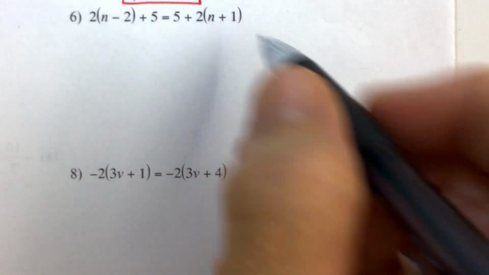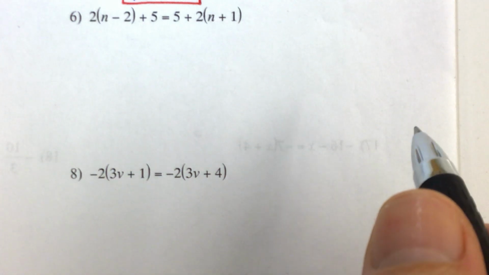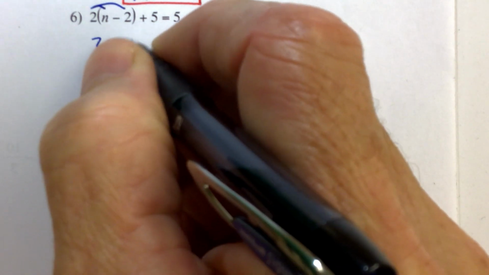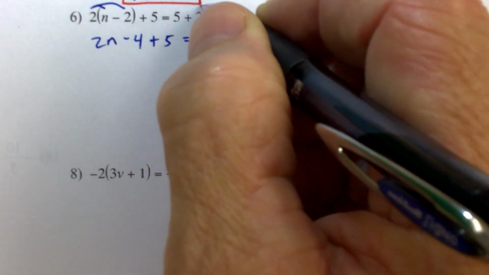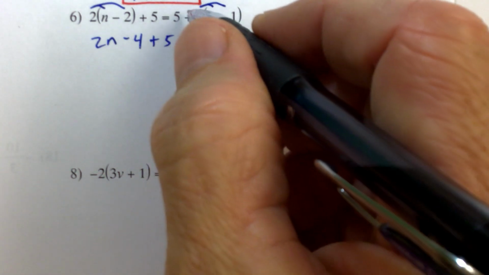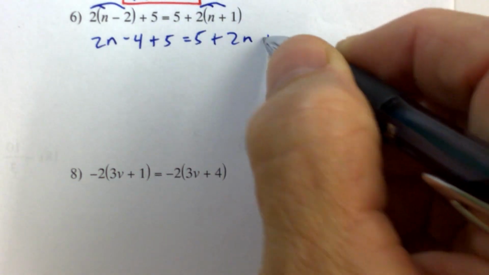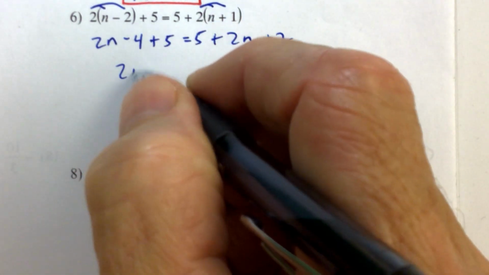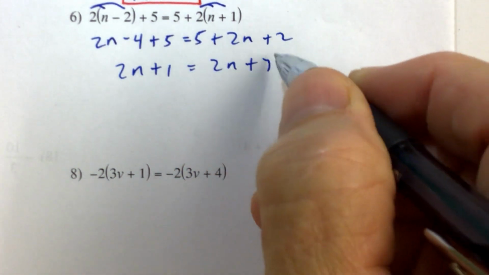And so anyway, we see we have an equation here that neither side is simplified, so we're going to go ahead and simplify here by removing the parentheses by using the distributive property: 2n minus 4, and we have plus 5. And over on the right side, again, we distribute the 2 through this binomial here. We have 5 plus 2 times n is 2n, 2 times 1 is 2. So on the left side, we get 2n plus 1, and on the right side, we get 2n plus 7.